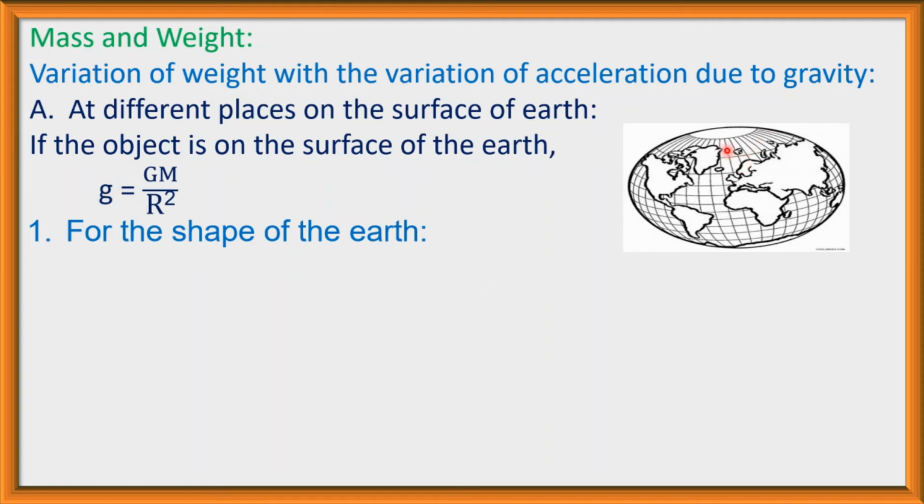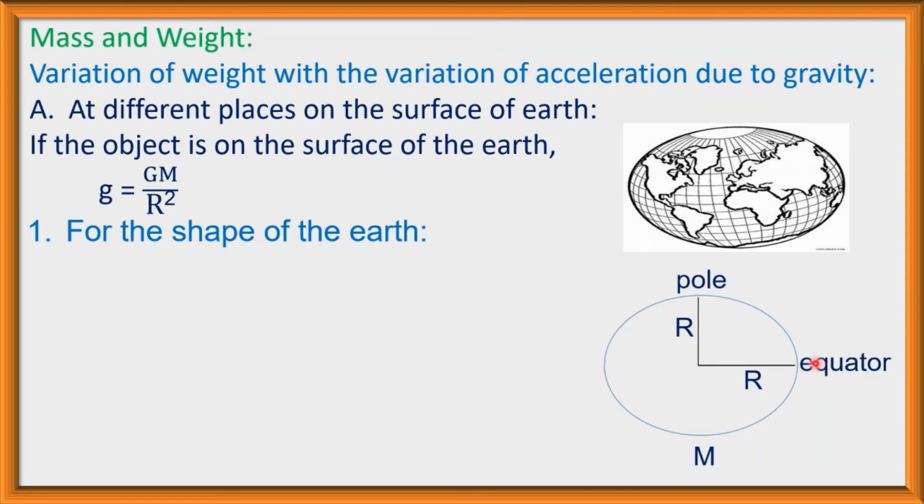And we know at the polar region the value of r is minimum, and at the equatorial region the value of r is maximum. When r is minimum, g will be maximum. With increasing r, g will decrease, and with decreasing r, g will increase. Therefore at the polar region the value of g will be maximum, and at the equatorial region the value of g will be minimum.